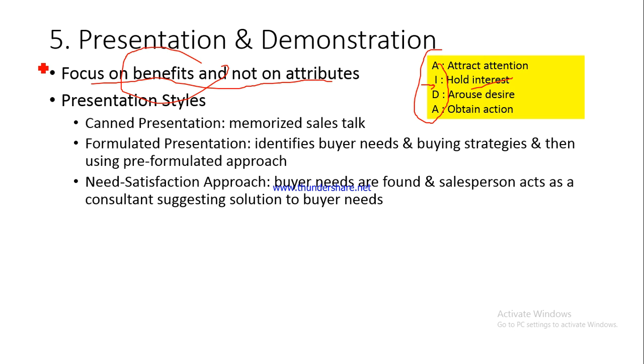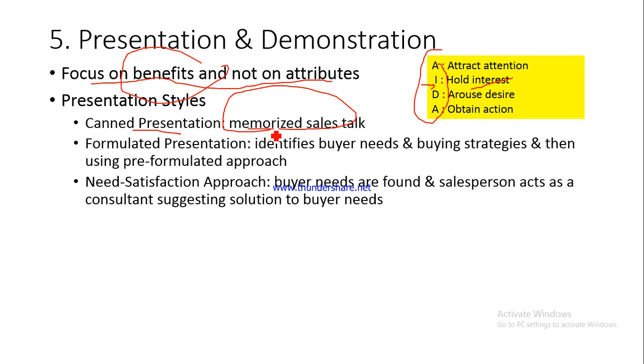Now please understand, different kinds of presentation styles are there. So let's talk about them one by one. One of these presentation styles is known as canned presentation. Canned means, I hope you understand, can means some kind of a container. Now this is a canned presentation, which means the presentation is already there with you and you are simply delivering it without making any changes. So it is a memorized sales talk. This is an example of a canned presentation. The sales talk, you have memorized it, and regardless of the specific requirement of a particular prospect, you deliver that sales talk.